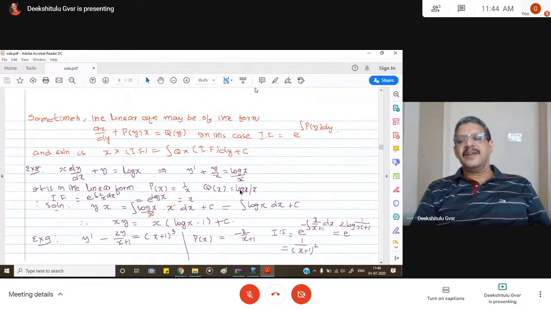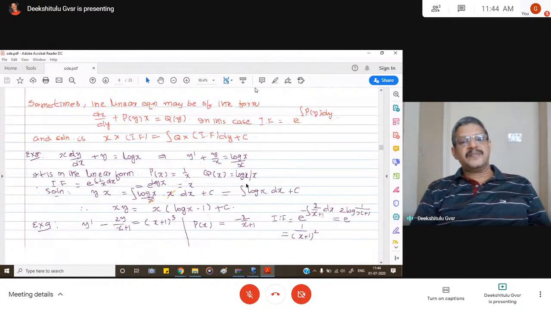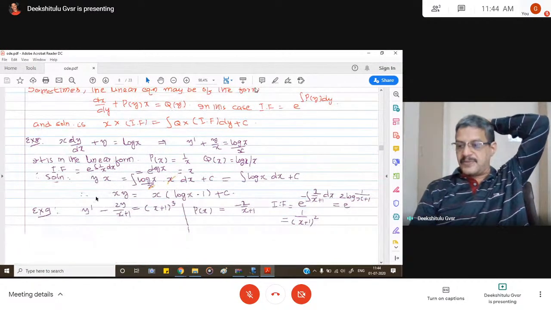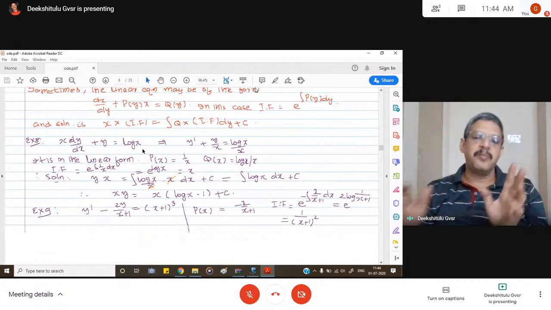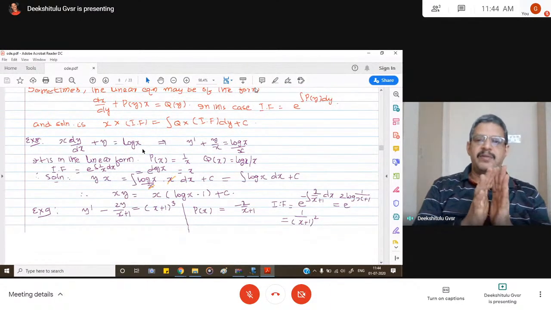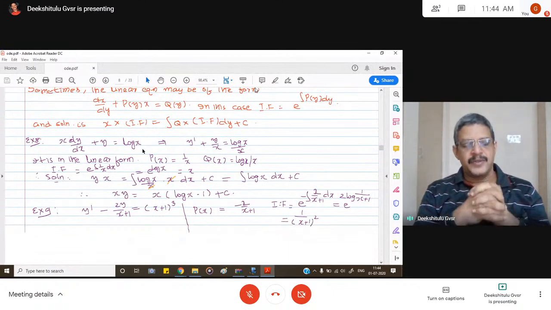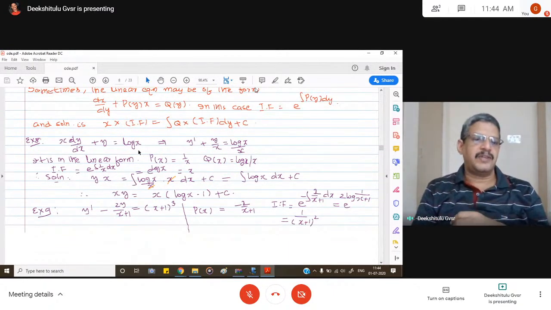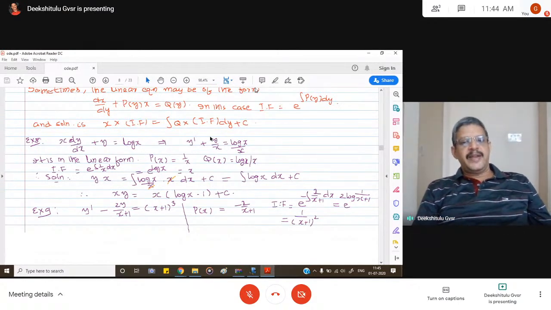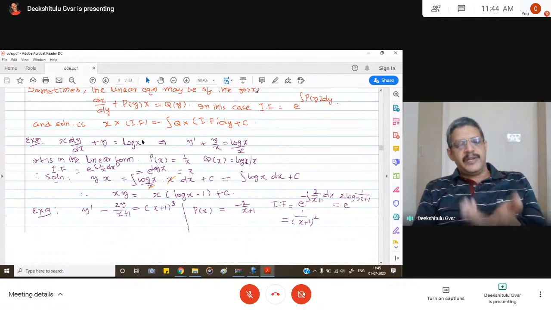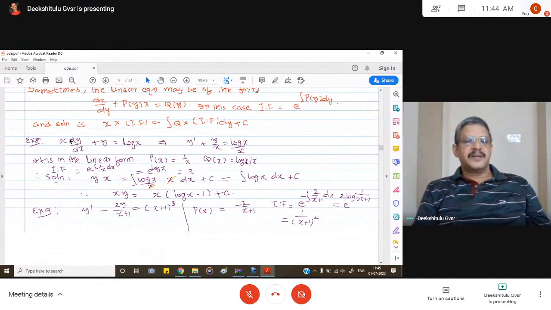This is called a linear equation. Now let us see some examples for these linear equations. x dy by dx plus y is equal to log x. Whenever a problem is given to you, we always try to convert it into a linear equation. For the first step, we have to make the coefficient of dy by dx equal to 1, so divide throughout by x. So y dash plus y by x is equal to log x by x. So this is in the standard form.